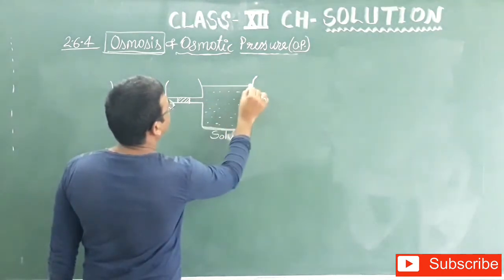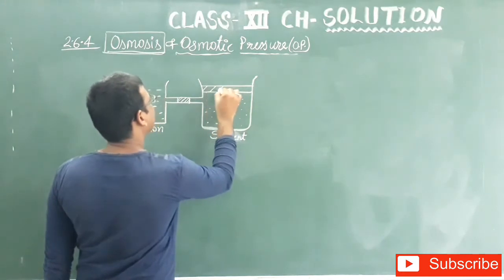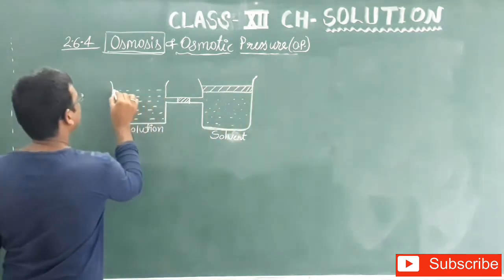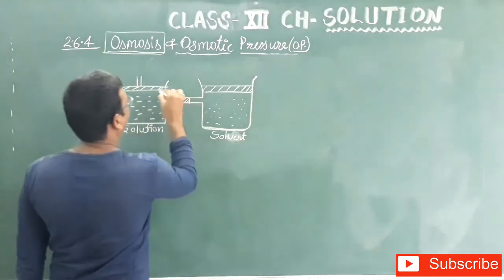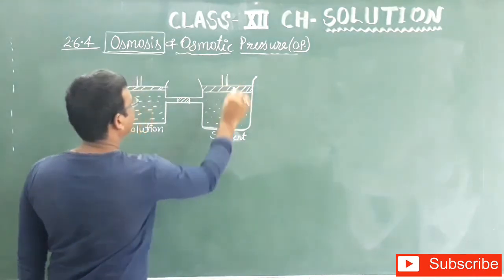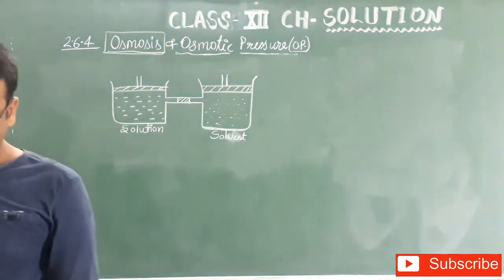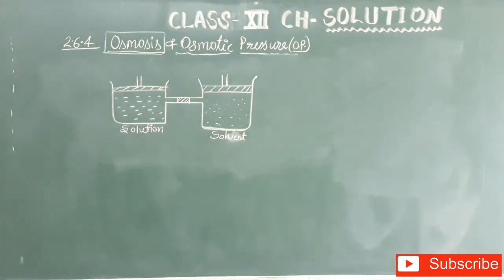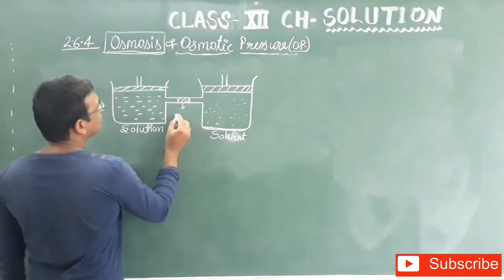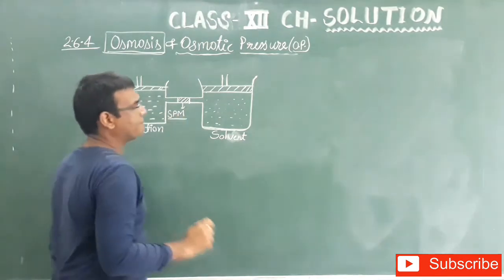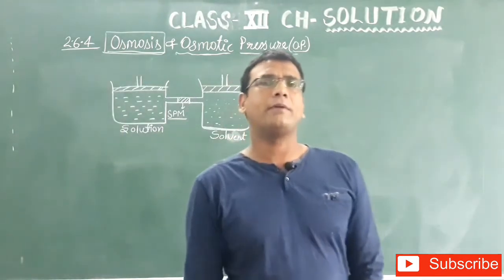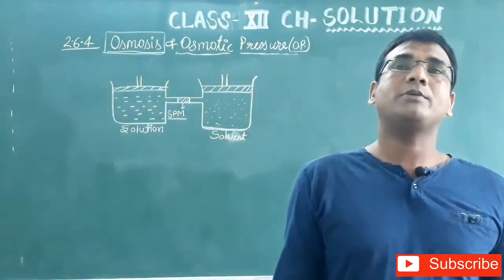Okay, and now here I have put one piston for pressure. In the same way, here also the piston is there. Okay, that is the piston. Now what happens? Okay, in this process, when the two containers are connected, now what is this one? This is called one membrane. And it is called SPM, semi-permeable membrane. Okay, now what is the meaning of this one?